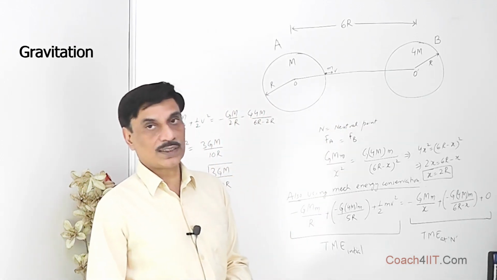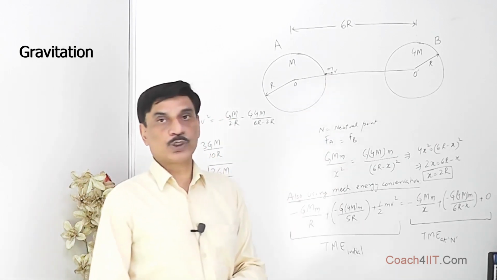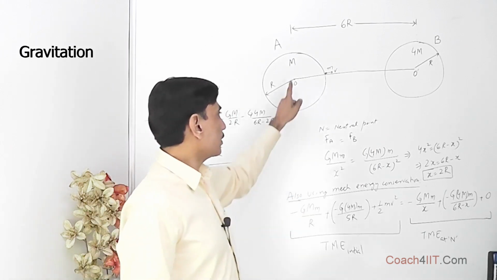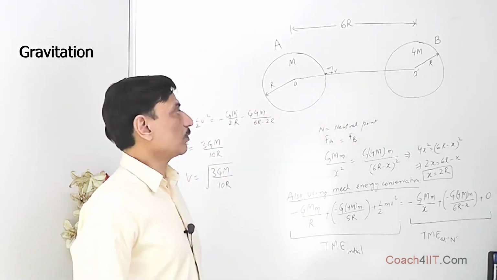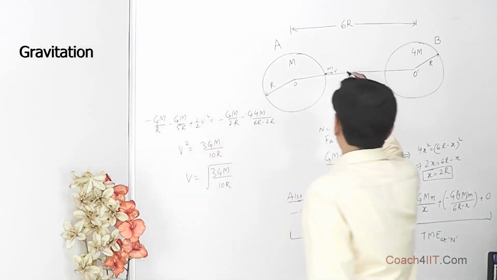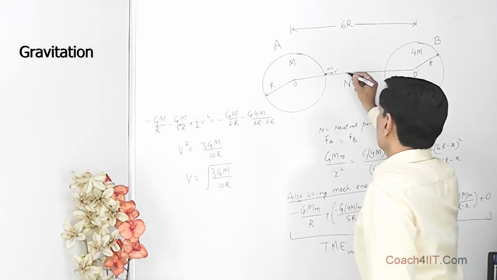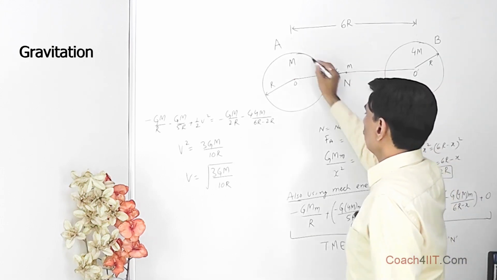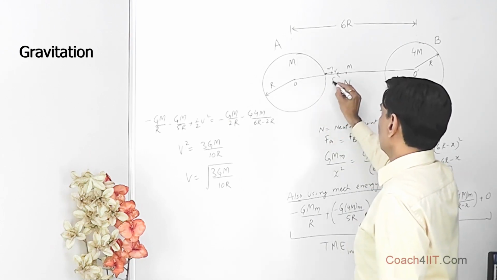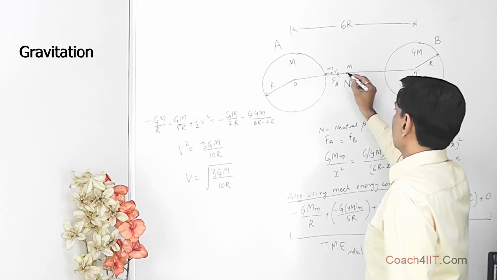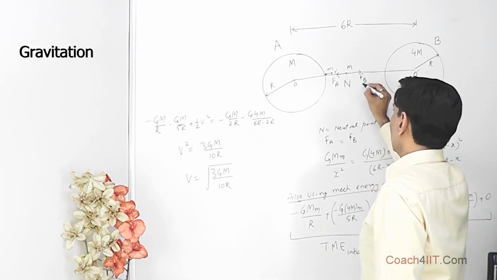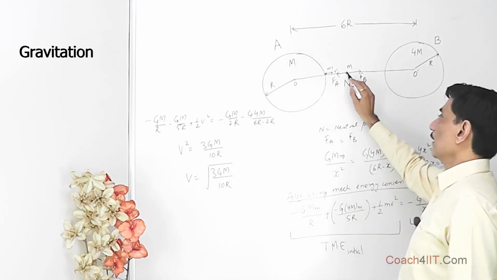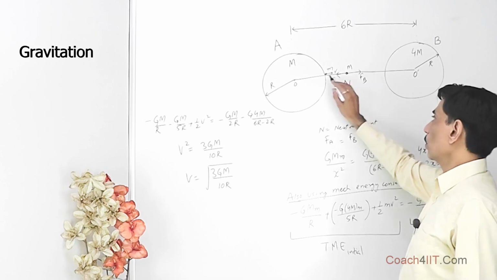We are asked what is the minimum velocity v that should be given to this mass so that it reaches the other sphere. Along this line joining the two centers of these spheres, there is going to be a neutral point at which the net force on this mass m is going to be equal to 0. At the neutral point, this sphere will be pulling it this way with the force Fa, and this sphere will be pulling the mass m with the force Fb in this direction. There is going to be an instant, the neutral point, where Fa is equal to Fb, that is, the net force on this mass is equal to 0.